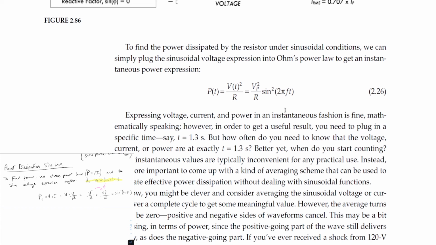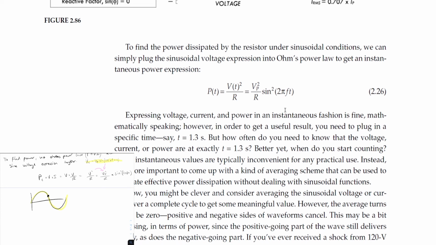Oh, got it. So they're trying to say that, for example, why would you want to know how much power is being used right at this point here? They're saying that you're going to want to know how much power was used throughout the whole thing, aren't you? These instantaneous values are typically inconvenient for any practical use. Instead, it is more important to come up with a kind of averaging scheme. Got it, got it. Now we're going to get into RMS. Nice.